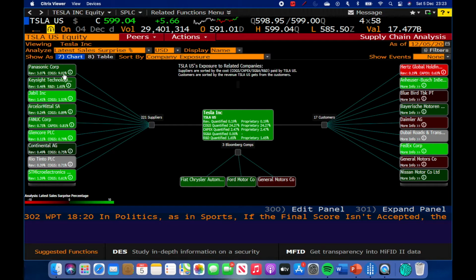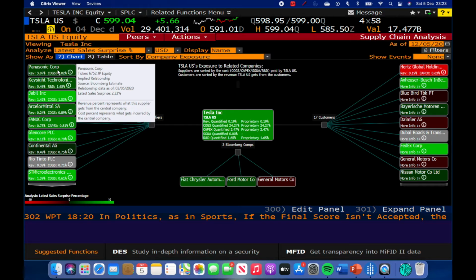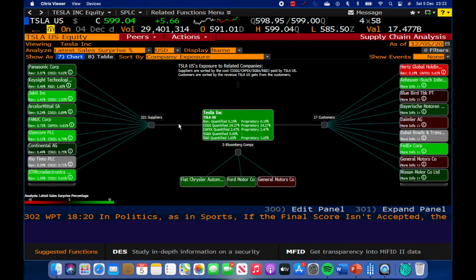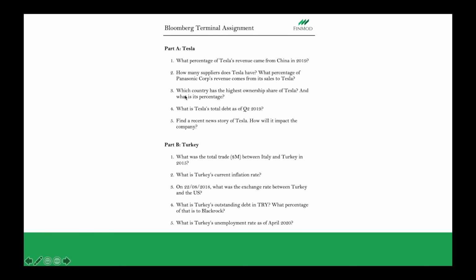And then the second part is the Panasonic Corp that we're interested in, and we see that the revenue is 3.07%. So 3.07% of Panasonic's revenue comes from its sales to Tesla. That's the answer to the second part of the second question. Moving on, we look at the third question, which asks which country has the highest ownership share of Tesla and what is its percentage?